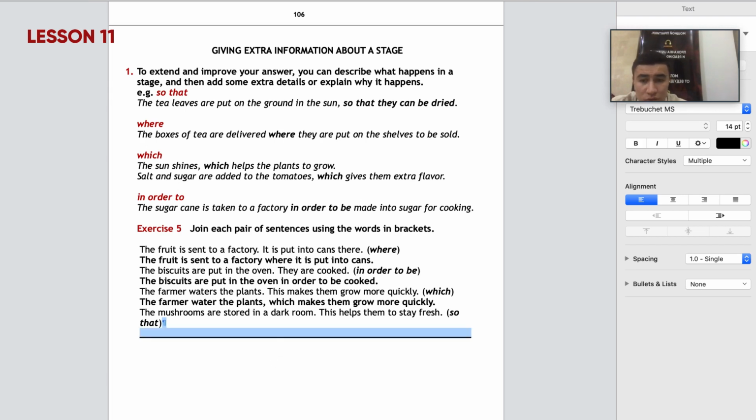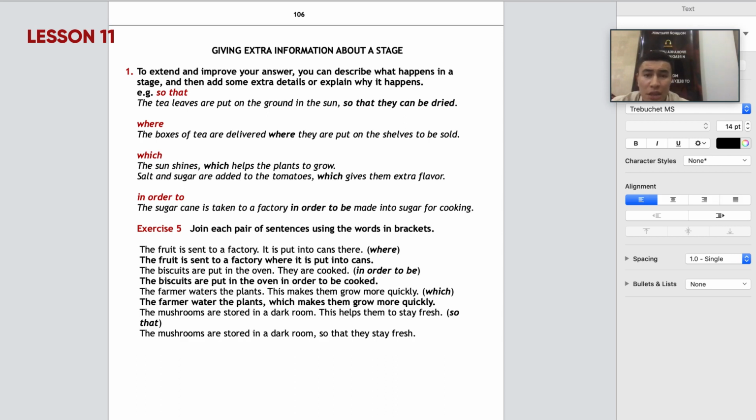The mushrooms, okay, the mushrooms are stored in a dark room. This helps them to stay fresh. Okay, the mushrooms are stored in a dark room so that they stay fresh.